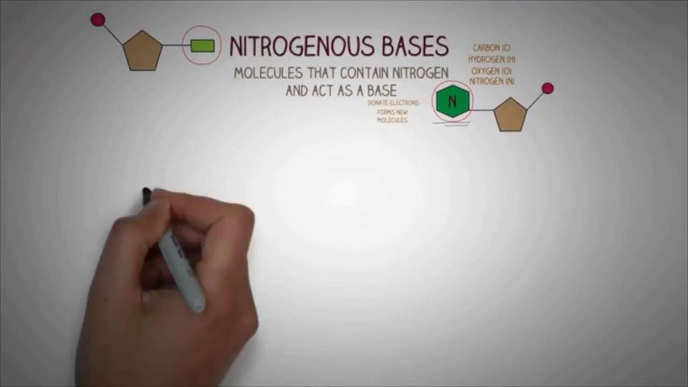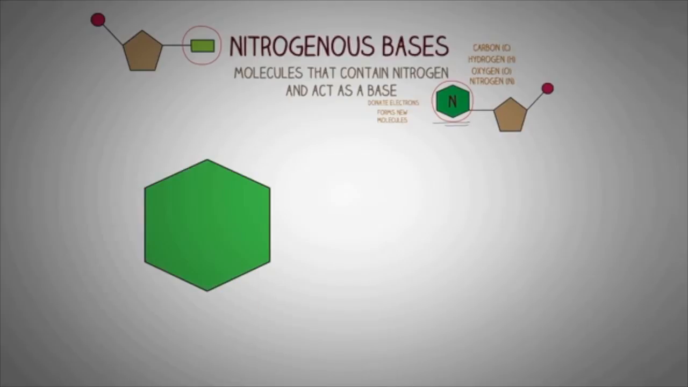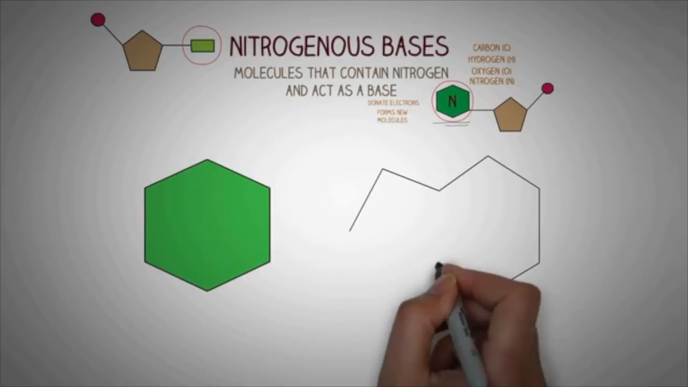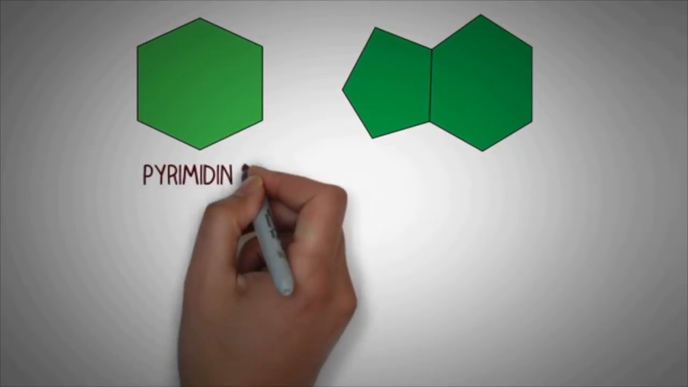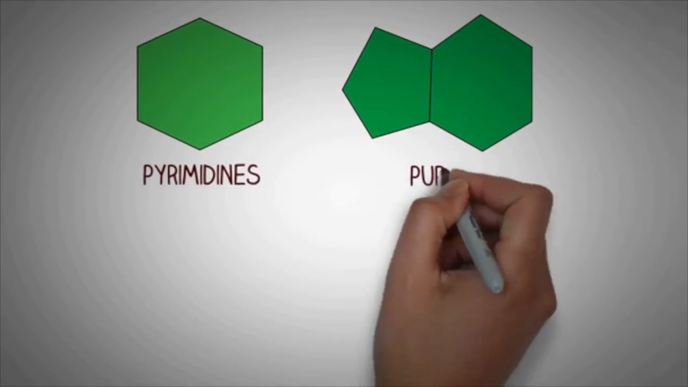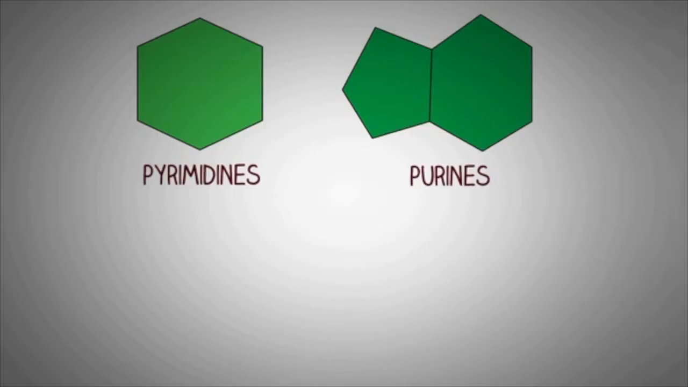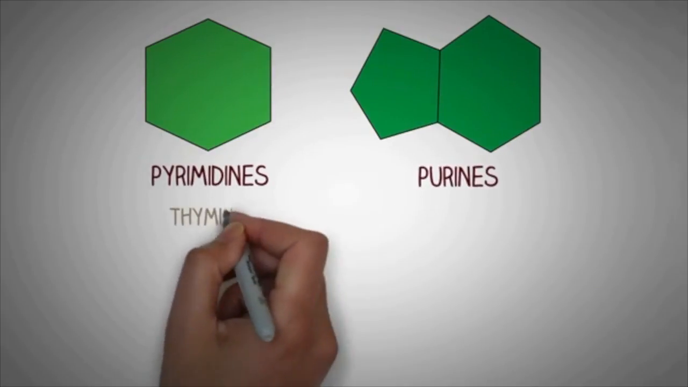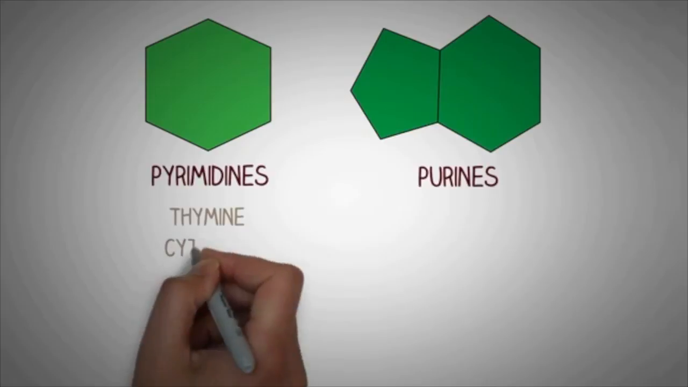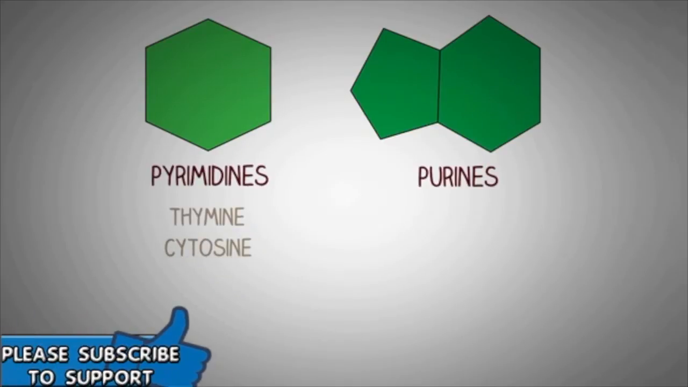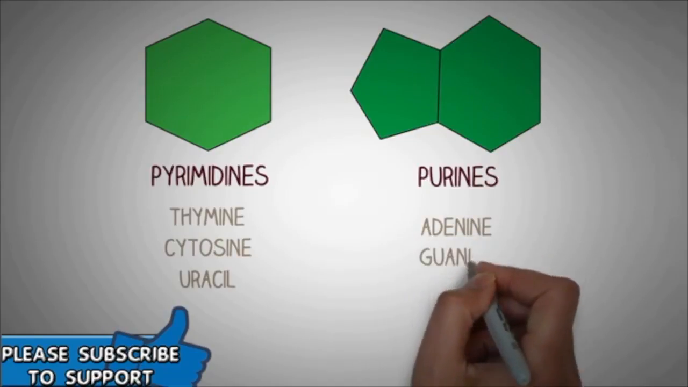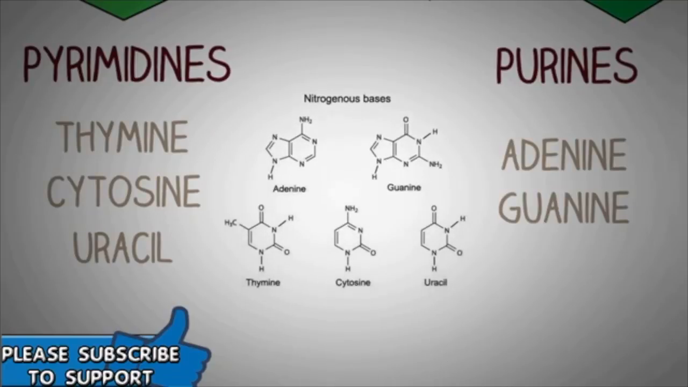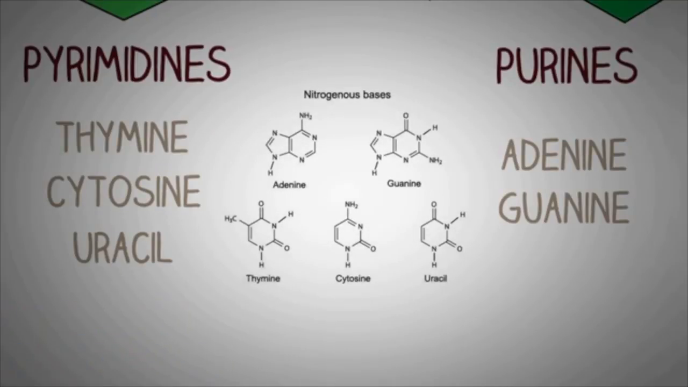Now we can have two different types of ringed structures. One where there are single rings and second where there are double rings. The single rings are called pyrimidines and the double rings are called purines. We have three different types of pyrimidines: the thymine, cytosine and the uracil. And we have two different types of purines called adenine and guanine. In the center you can see the chemical structure of each of these bases.